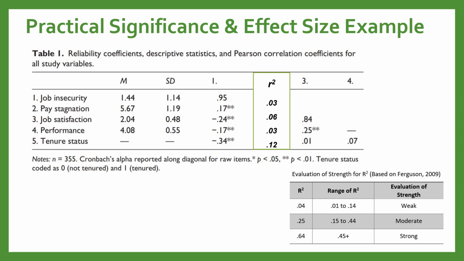So I'm going to come after my own research for a minute. You'll notice, as before, all of the relationships with our variables and job insecurity were statistically significant. They were reliable. We were confident that there was a true relationship there. But that doesn't necessarily mean that it is a strong relationship, a strong effect. In fact, much to my chagrin, all of my effect sizes here were pretty small. They were pretty weak. Granted, it's still cool to be able to predict 3% of the differences in job insecurity based on pay stagnation, or predict 12% of the differences in job insecurity based on tenure status.